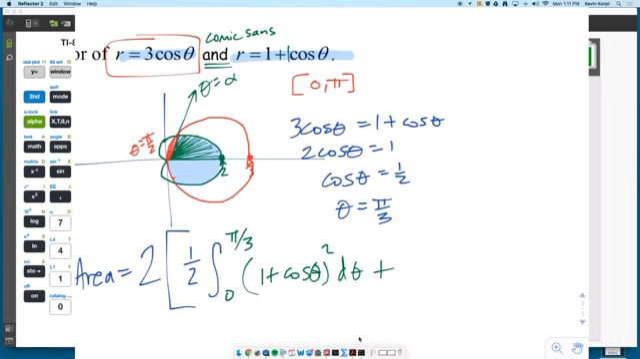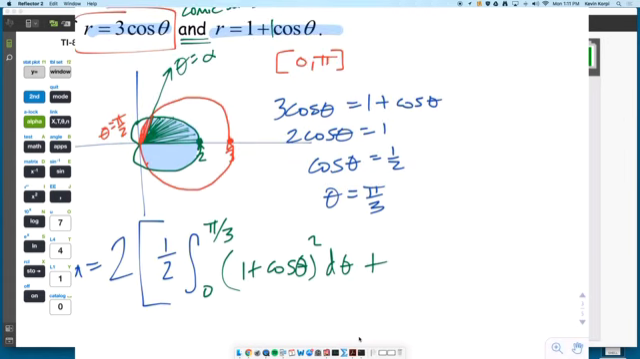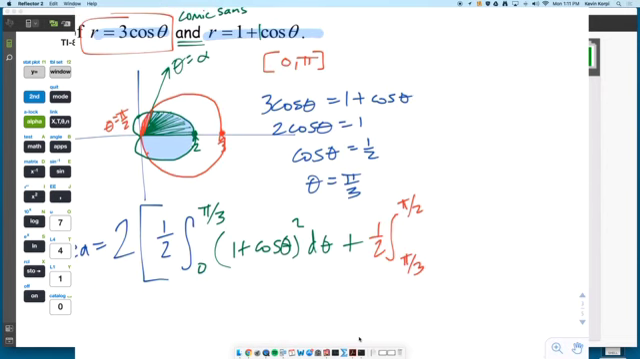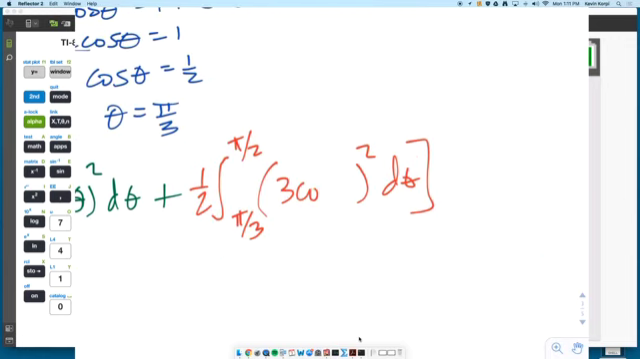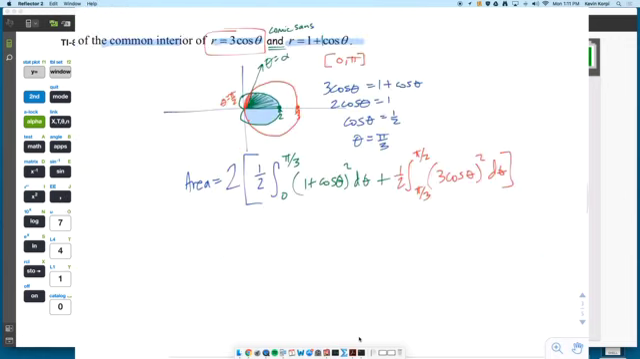Plus, yeah, plus. Now I need to get the other piece, plus 1/2 the integral from pi thirds to pi halves, just a tiny little sliver, of r squared d theta. And in that case, r is going to be the 3 cosine of theta. So there is the setup.